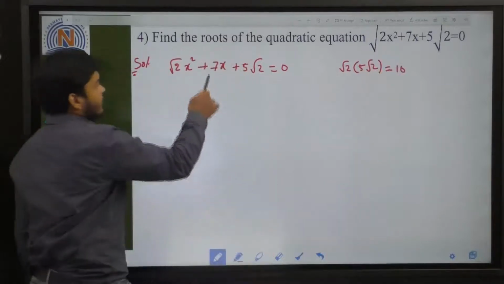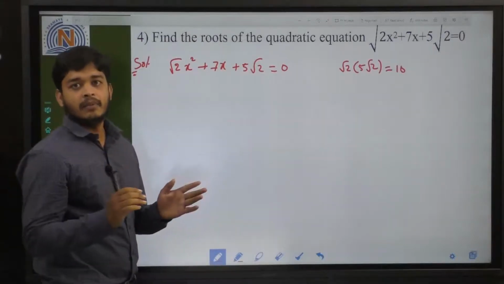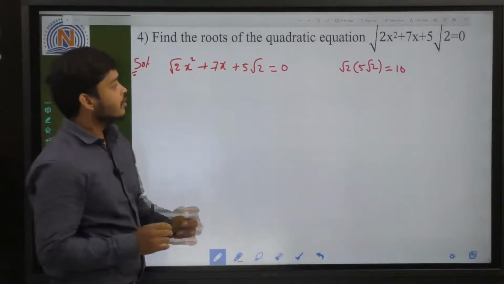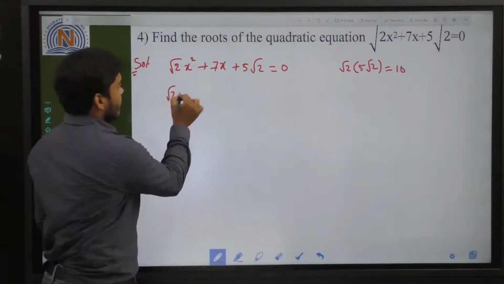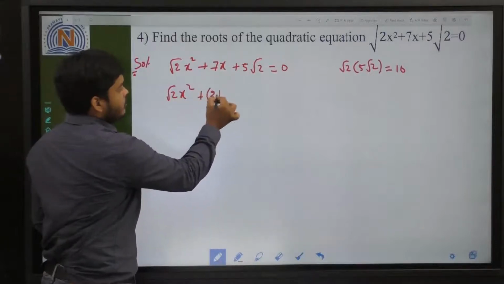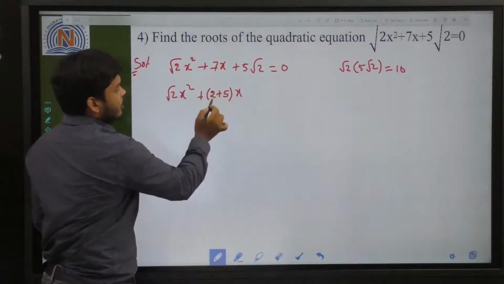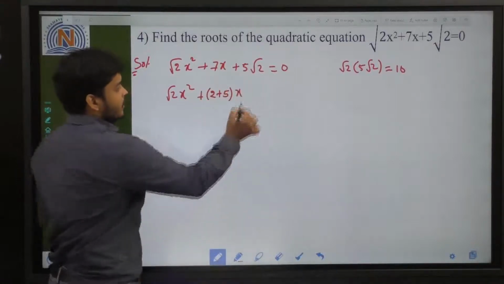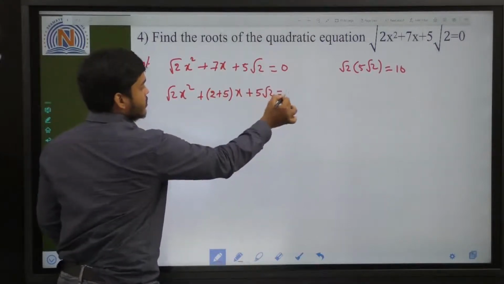If we are splitting the middle term, then their product is 10. How? See here, in root 2 x square plus 7, I am writing 7 as 2 plus 5 into x. 2 plus 5 is 7, 2 times 5 is 10, right? 2 plus 5 is 7, 2 times 5 is 10. So 5 root 2 is equal to 0.